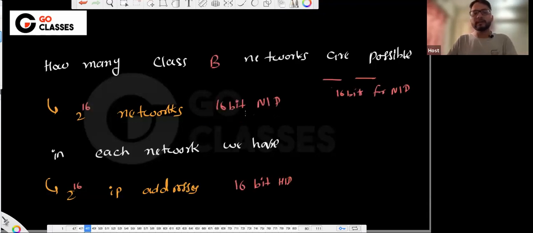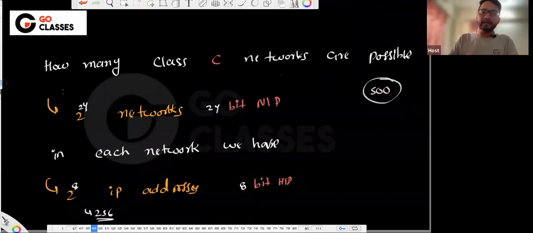Okay. So similarly here 2 bits are fixed. So that's why it is having 2 power 14 networks, because 16 bits are for the network ID, but out of them 2 bits are fixed. So basically the 2 bits are fixed, and that is why I will be just having 2 power 14 networks. Is this okay to everyone?